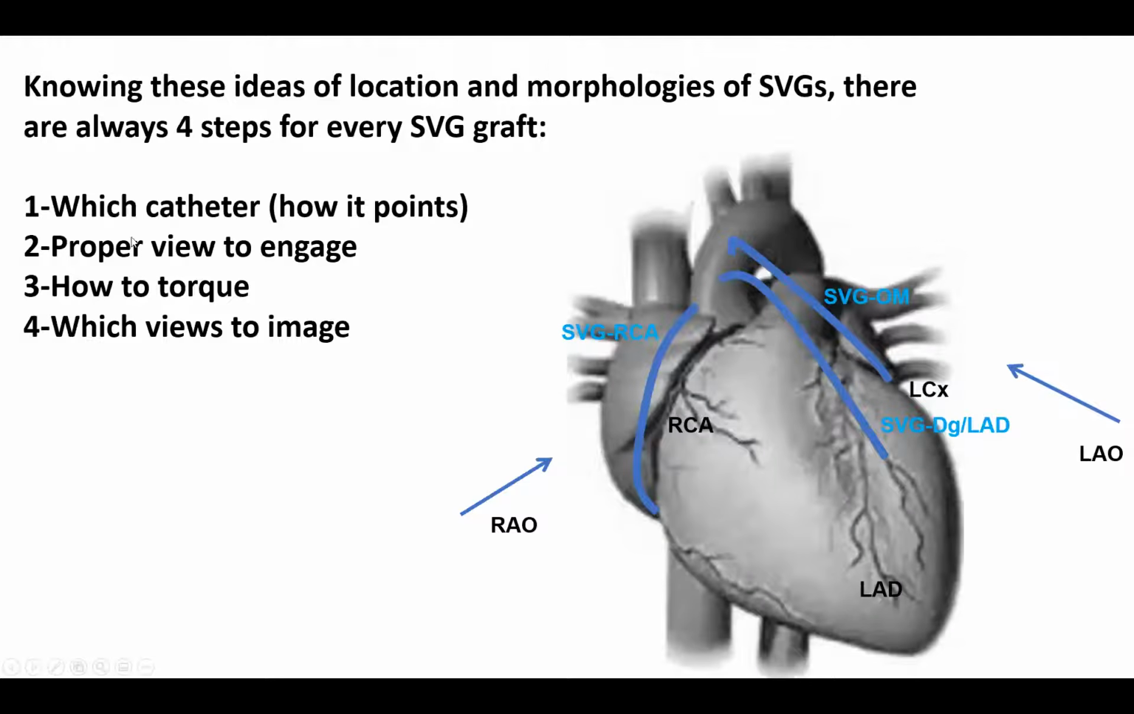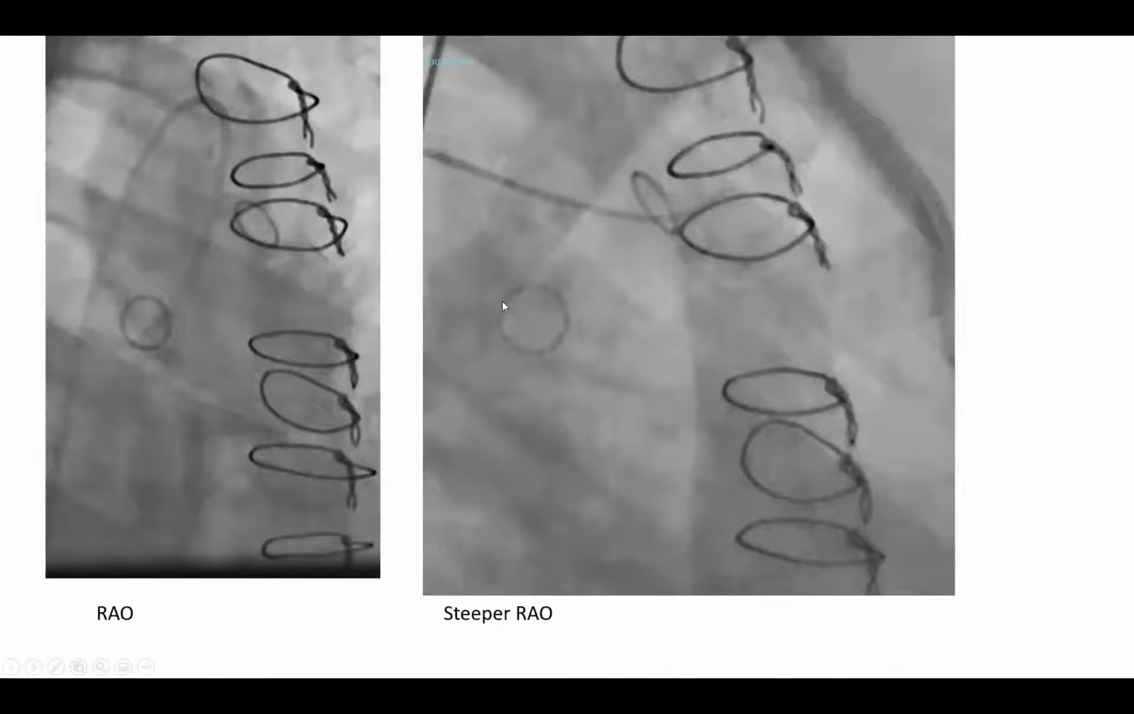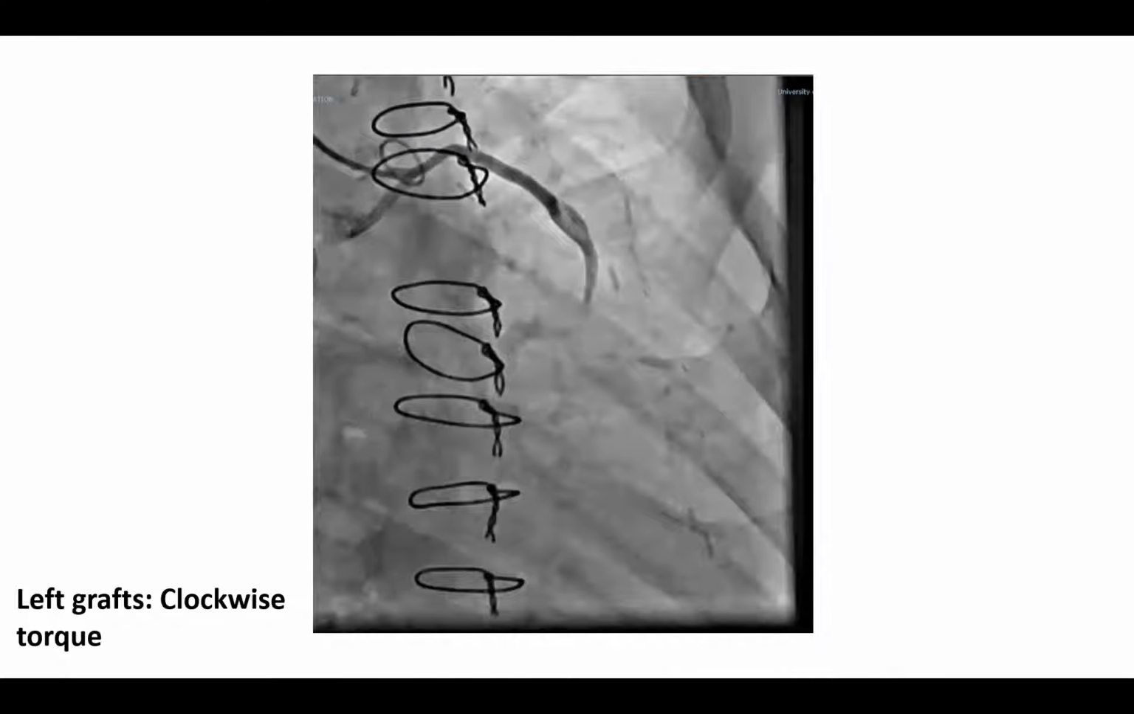So we decided on those steps. The view to engage for that graft to OM is RAO. We decided to use a JR4 catheter. Now, how to torque to engage? Can anybody tell, is it clockwise or counterclockwise torque, generally speaking? I want you to think and memorize it here. Clockwise. Yes, excellent. It's a clockwise torque.